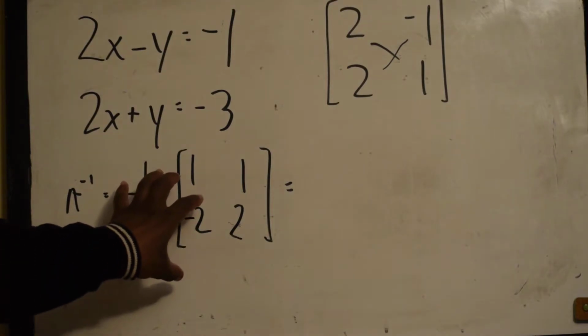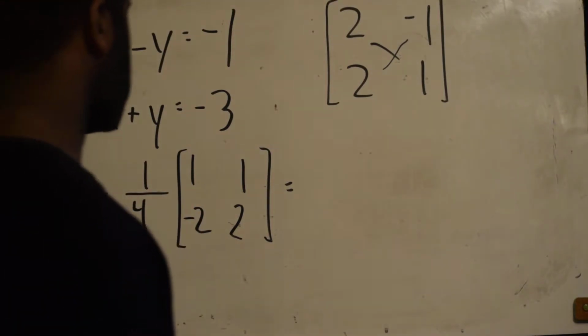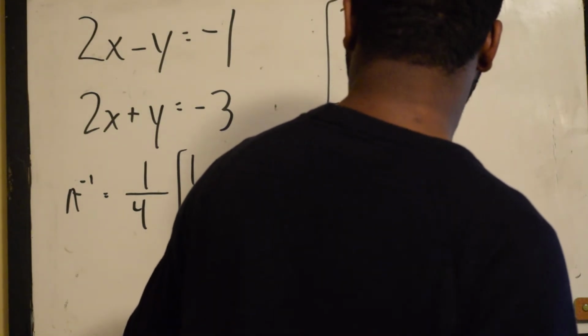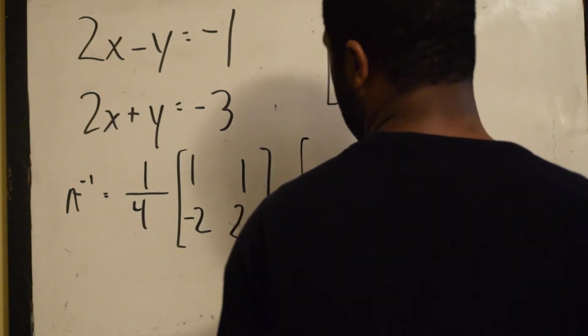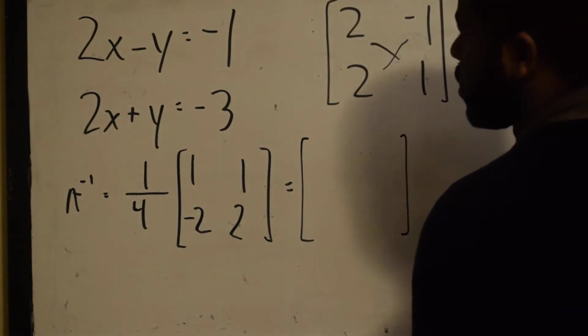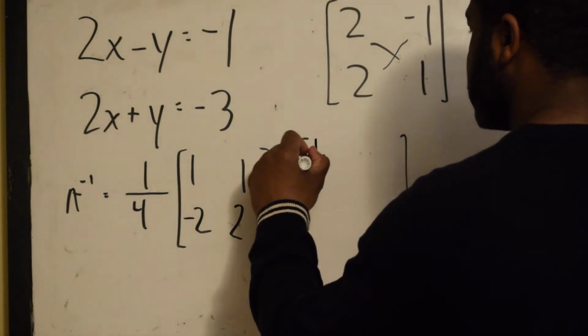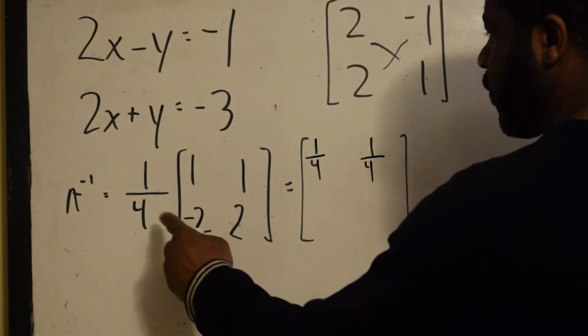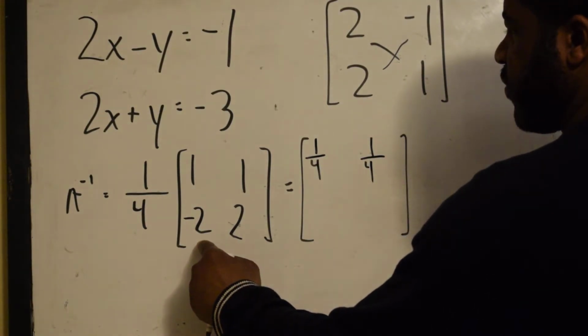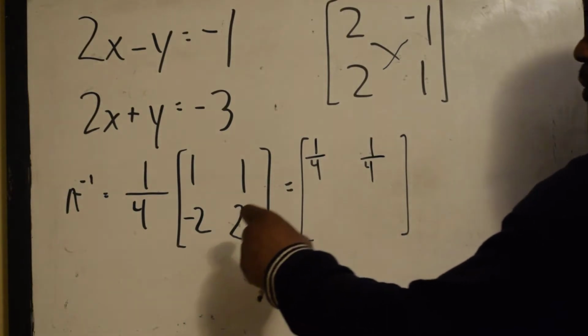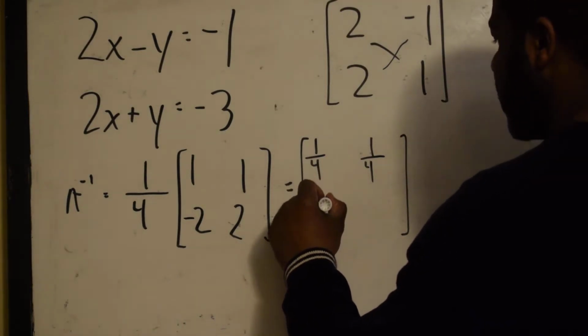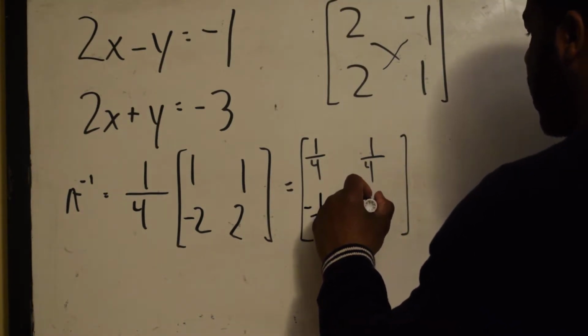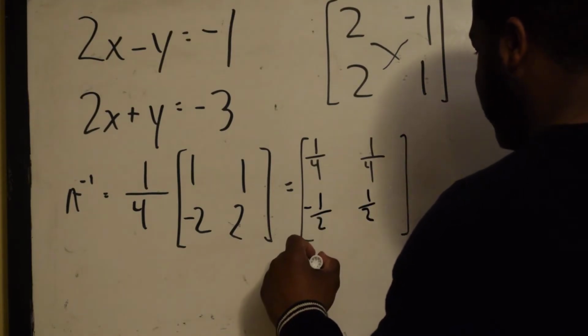So now we need to multiply these to get the inverse. Okay. Let's go right here. That's going to give us 1/4. 1/4 times -2, that's -2/4, but remember we need to reduce it. That is -1/2 and 1/2. That's our inverse.